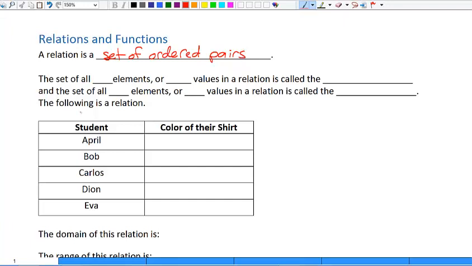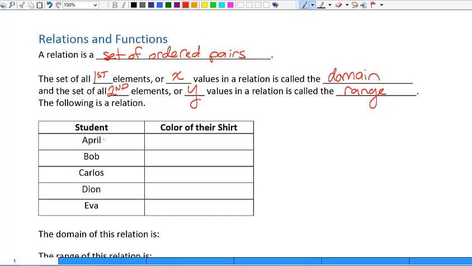Now, the set of all first elements, or the x values, the x part of the x, y, in a relation is called the domain. And the set of all second elements, or y values, in the relation is called the range. So let's show you a relation.